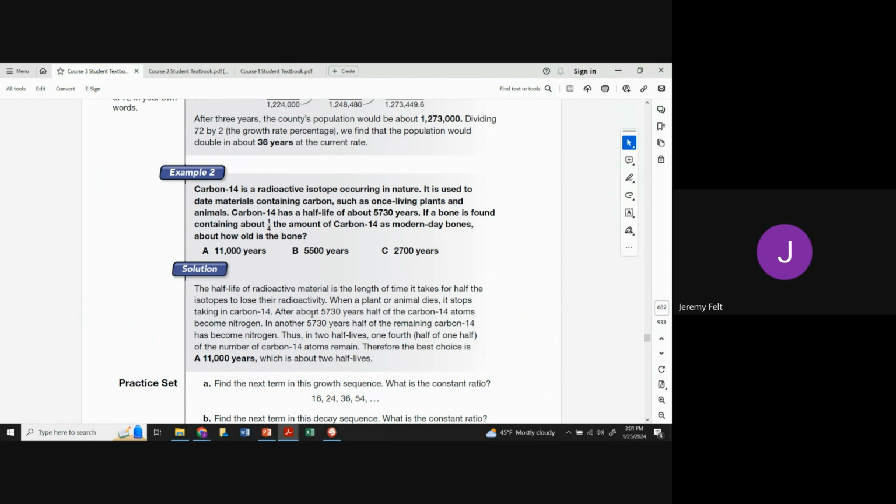So we have A, 11,000, B, 5,500, and C, 2,700. Okay, well, 1/4 is half of half. So 5,500 would almost be half of it, but there's only a fourth, so we need to do a half of a half. So that's 2 half-life cycles. So it'd probably be almost double this, which A, 11,000 is going to be the closest one to that.